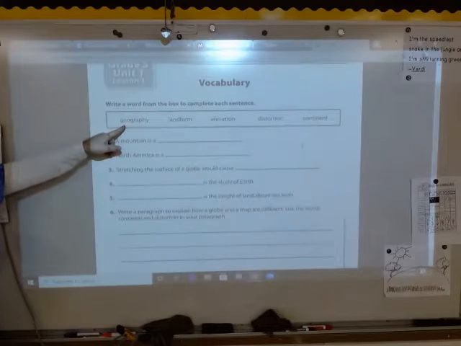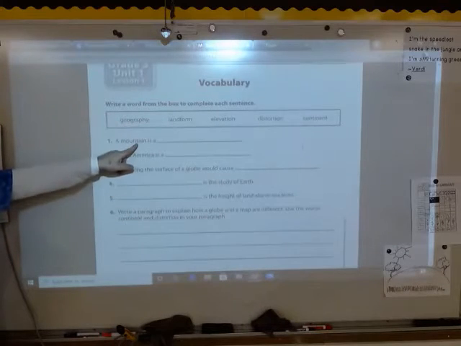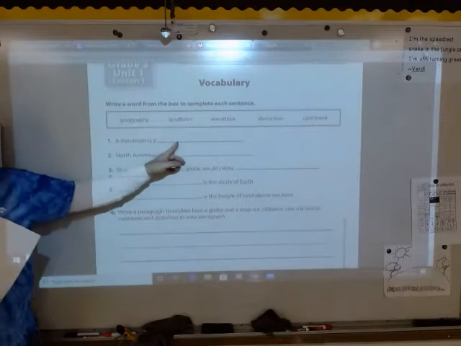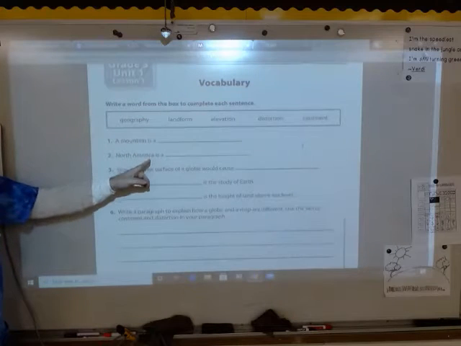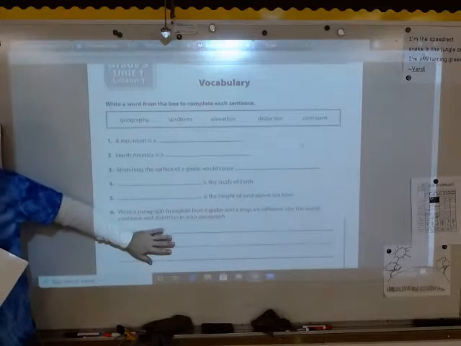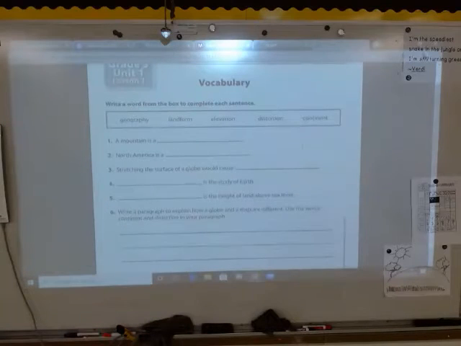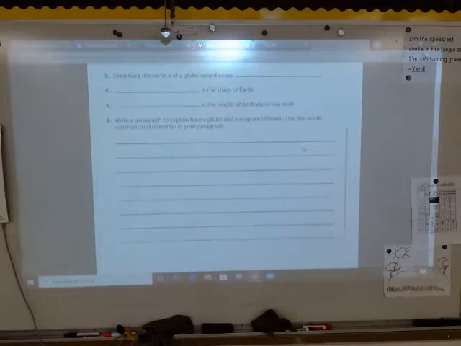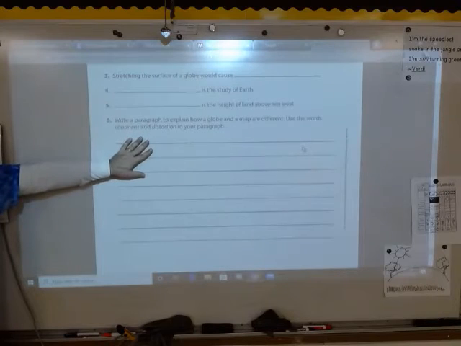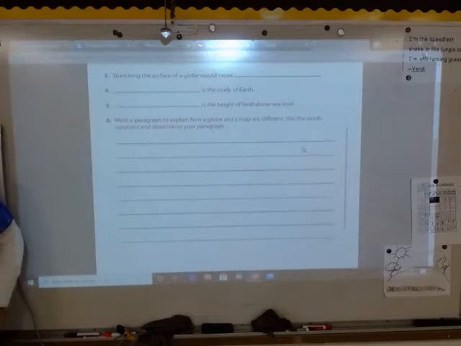Who says, you know what, I kind of agree, nobody should get these wrong. Yeah, because you can just look the word up and see which one actually fits based on what that word means. You can also find it in the chapter. All right, then down here, this is the part you really need to pay attention to. For number 6, because this one is a little bit tricky if you don't understand it, it says, write a paragraph to explain how a globe and a map are different.